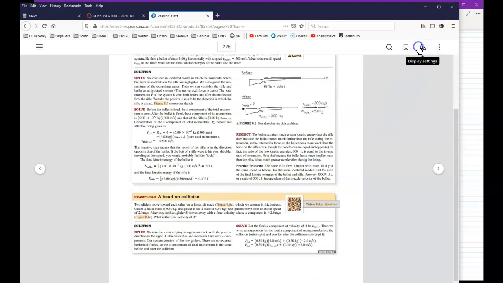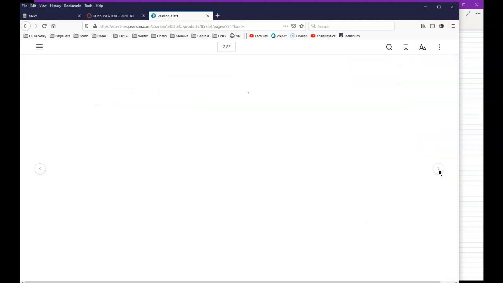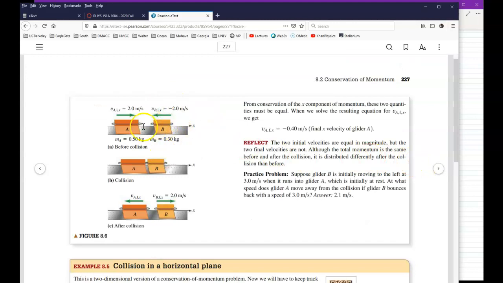So what we have in here, he says two gliders move toward each other, and the figure is on the next page, unfortunately. Here it is. Let me show it to you very quickly. Right here. Okay, so we have an air track. Do you see this thing, those with holes? That's an air track. And these are two gliders that sit on the air track. They're both moving in opposite directions initially, before collision. Glider A, glider B. Glider A is 0.5 kilogram. Glider B is 0.3 kilogram.